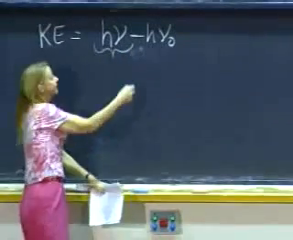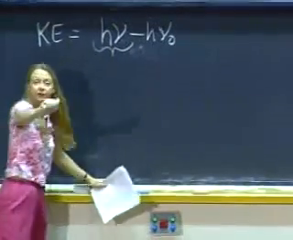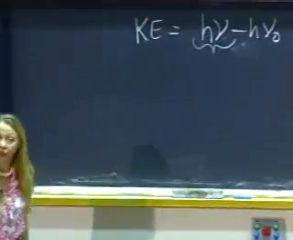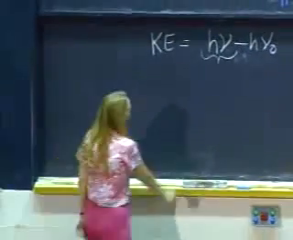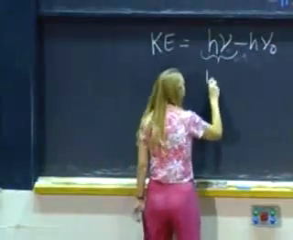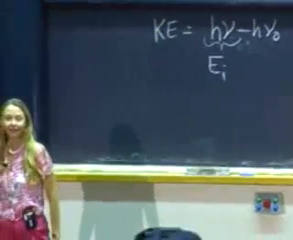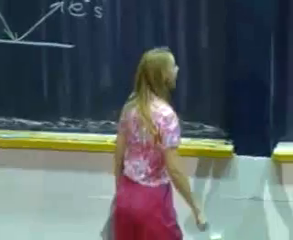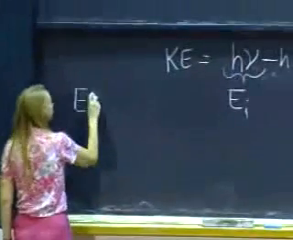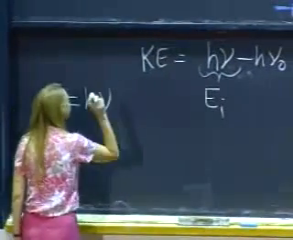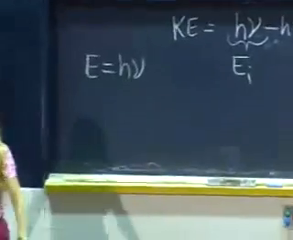And since this nu was the frequency of the incident radiation, therefore h times nu better be the energy of the incident radiation, E sub I. And that's where this expression, energy is equal to h times nu, comes from. Nothing more. That's where it comes from, the photoelectric effect.